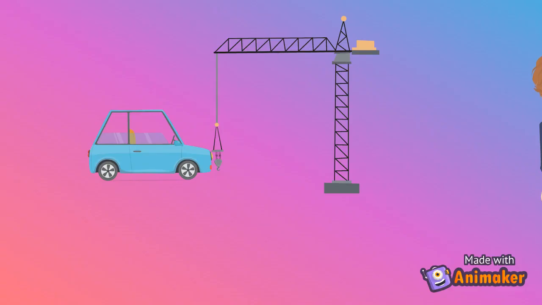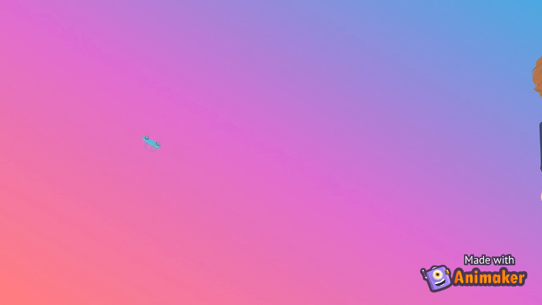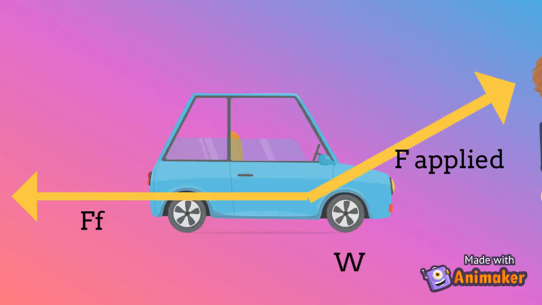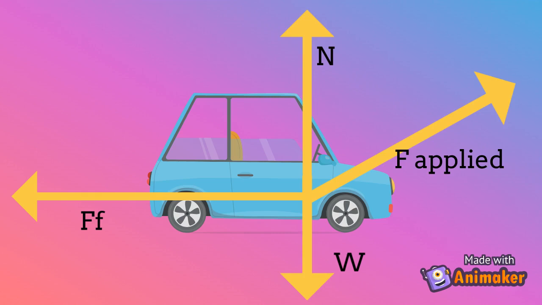In this video I'm going to show you how to resolve vectors into X and Y components. Assume that the car broke down and is being towed. The tow truck exerts a force that is not parallel to the surface but a force that is at an angle from the surface. If we look at all forces acting on the car, we have a frictional force since the car is in motion. We also have an applied force exerted by the tow truck on the car at a particular angle. Lastly, we have a normal force and the gravitational force.